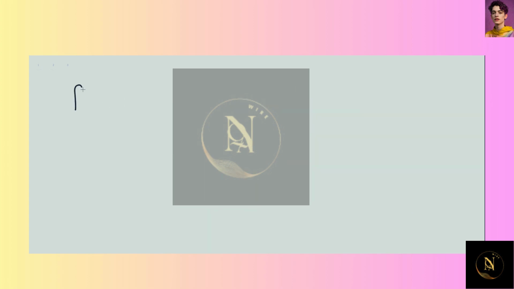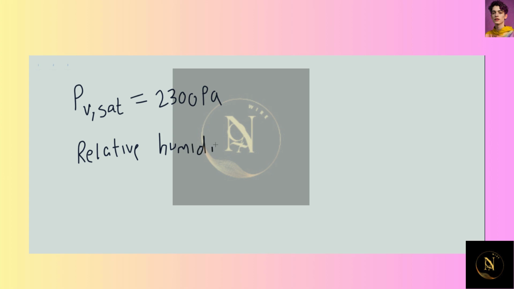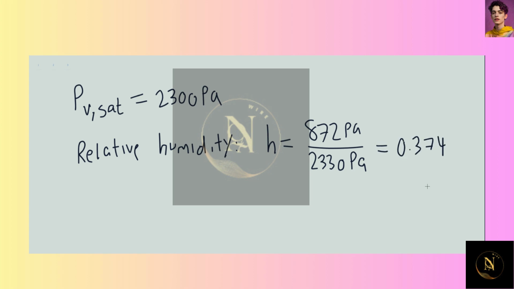Now, the saturated pressure at the higher temperature of 25 degrees Celsius is 2300 Pascal. So the relative humidity is going to be the ratio of these pressures. Our 872 value and the larger value at the larger temperature, which would give us 0.374, meaning the relative humidity is about 37%.